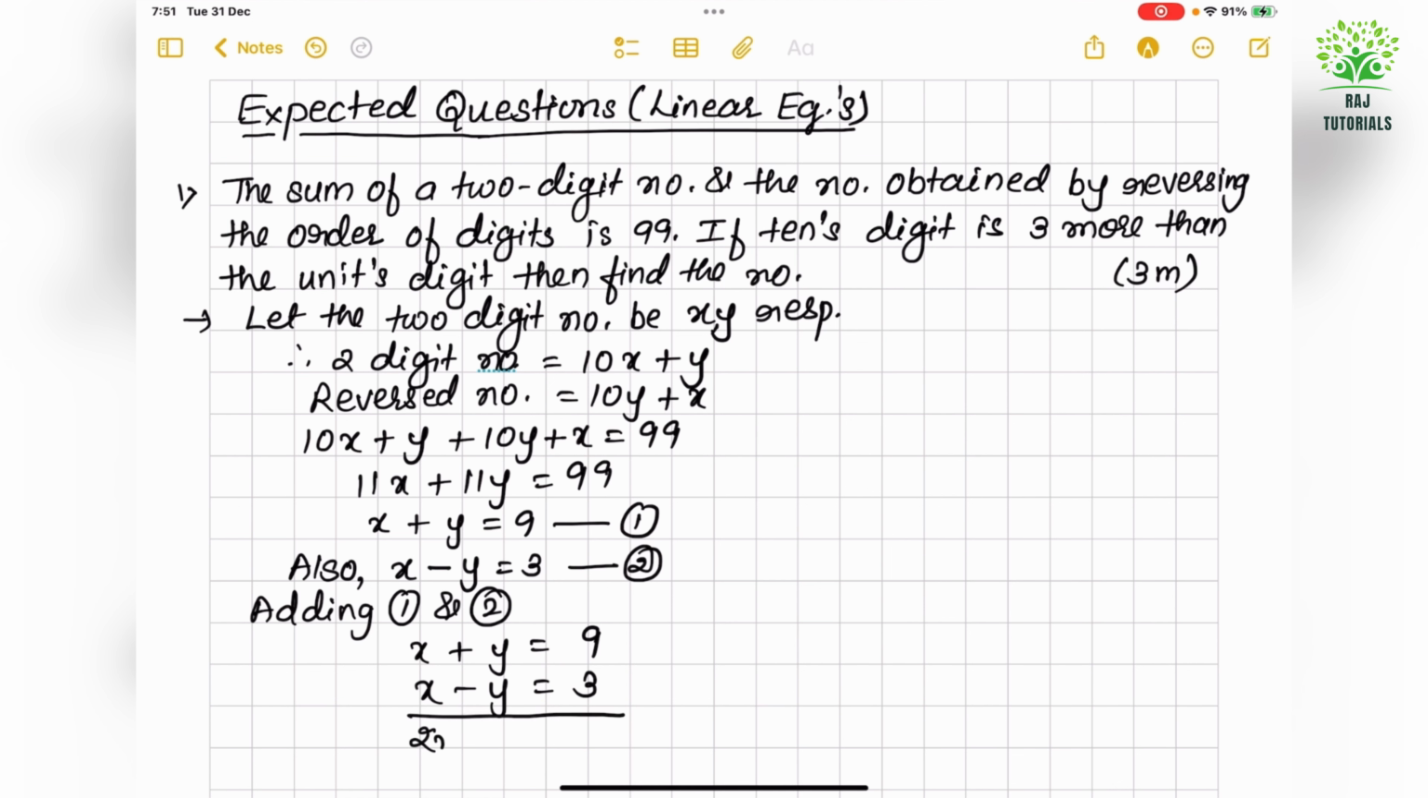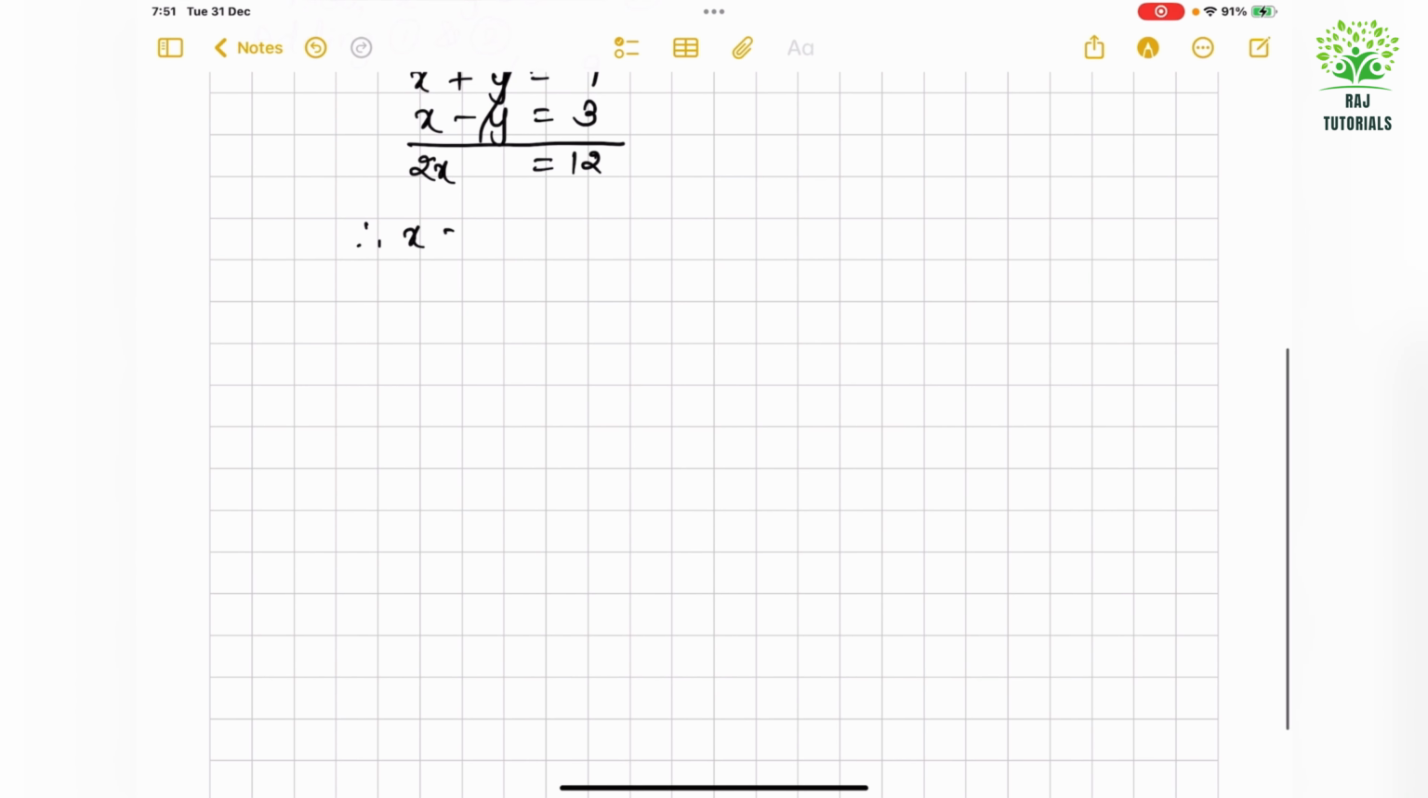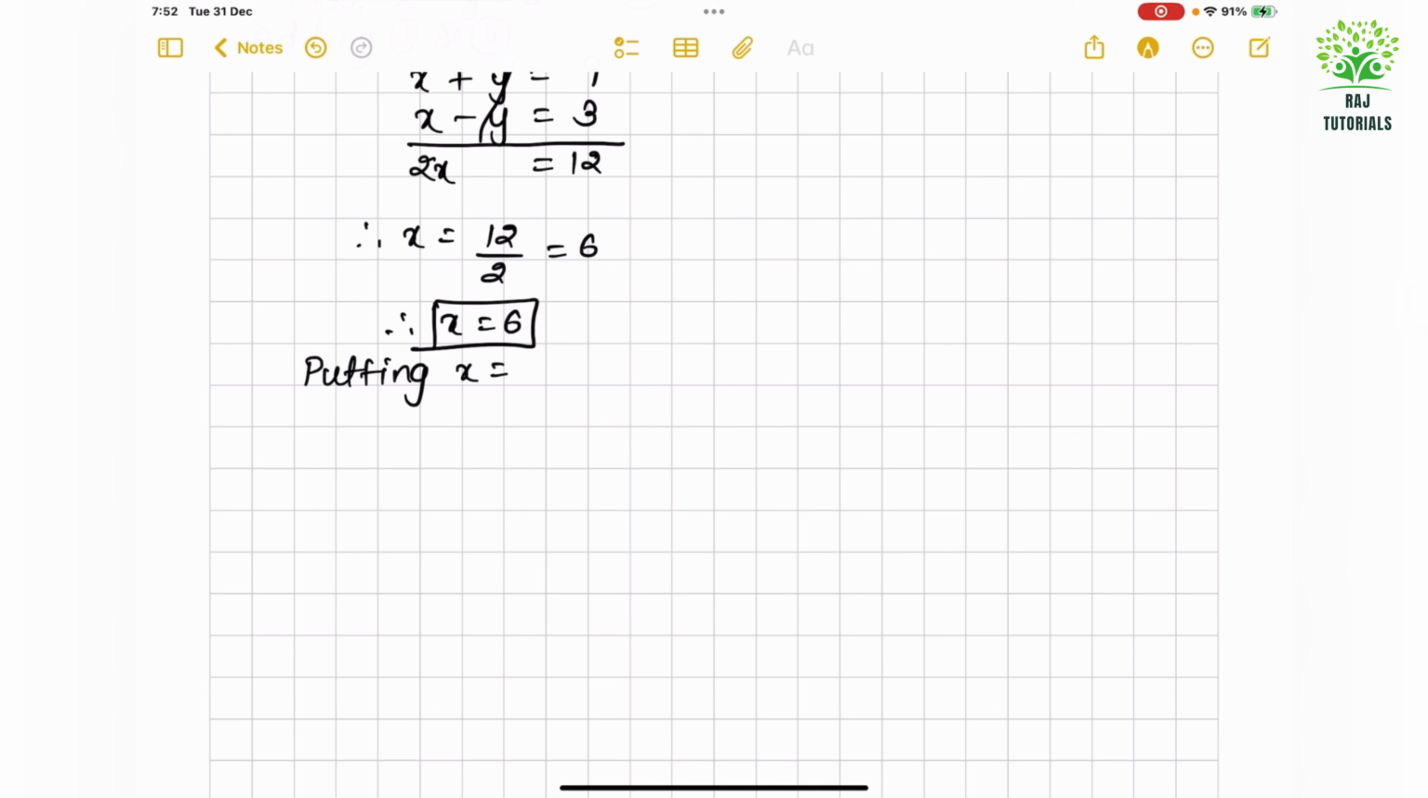When I add, I will get 2x, y gets cancelled, equals 12. So therefore x equals 12 upon 2, that is 6. Therefore x equals 6. Now putting x equals 6 into the second equation, 6 minus y equals 3. Therefore y equals 6 minus 3. So therefore y equals 3.